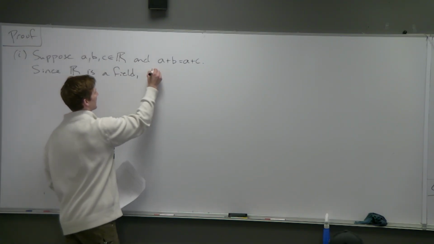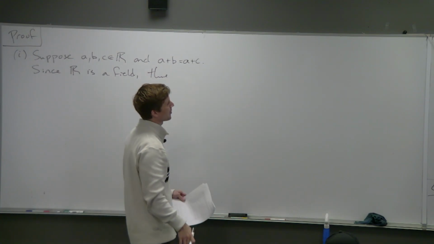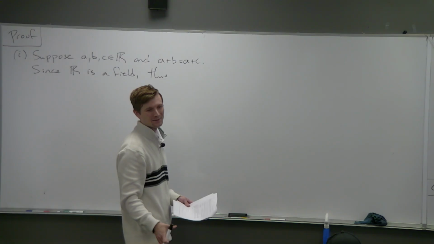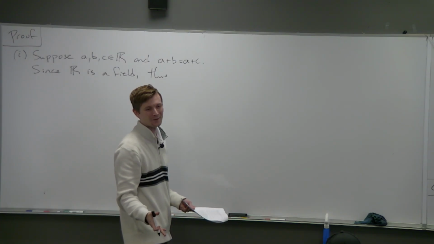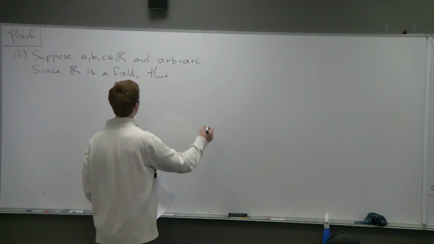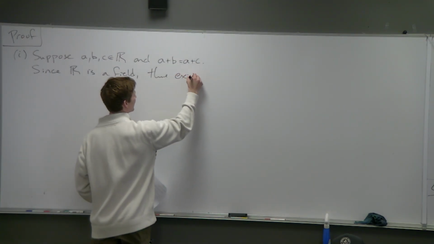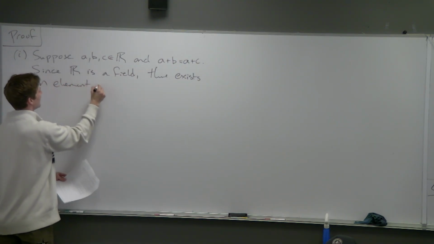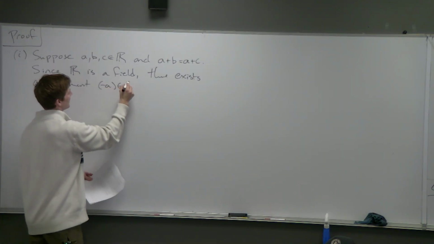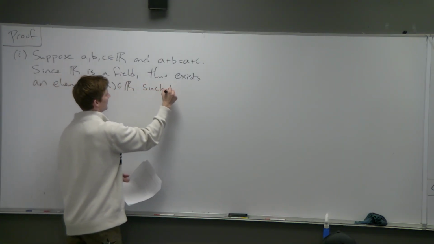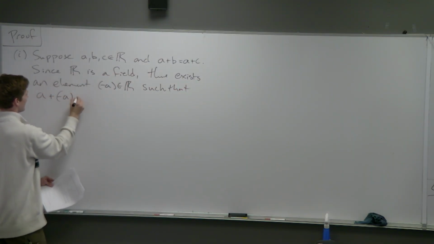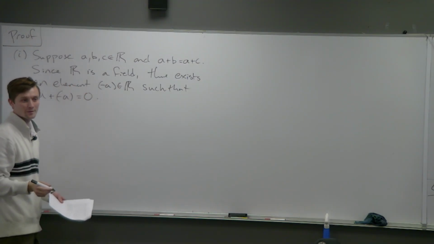Yes, yes. I shouldn't have erased the first part of that. My bad. I erased the first part of the field axioms. Now I can't underline them. Oh no, I'm not going to rewrite them. I won't make you watch me do that. There exists an element minus A in R such that A plus minus A is equal to 0.